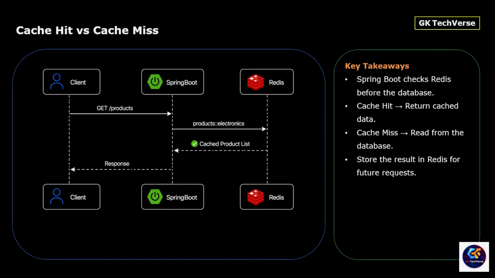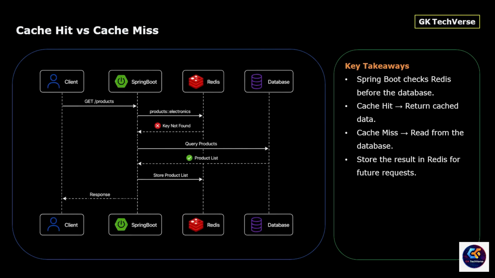This is the ideal scenario because it reduces response time and protects the database from unnecessary queries. Now let's look at the second scenario. Suppose Redis doesn't contain the requested data. This is called a cache miss. Since Redis cannot return the value, Spring Boot executes the business logic and queries the database. Once the database returns the result, Spring Boot stores that result in Redis using the generated cache key. Finally, the response is sent back to the client.